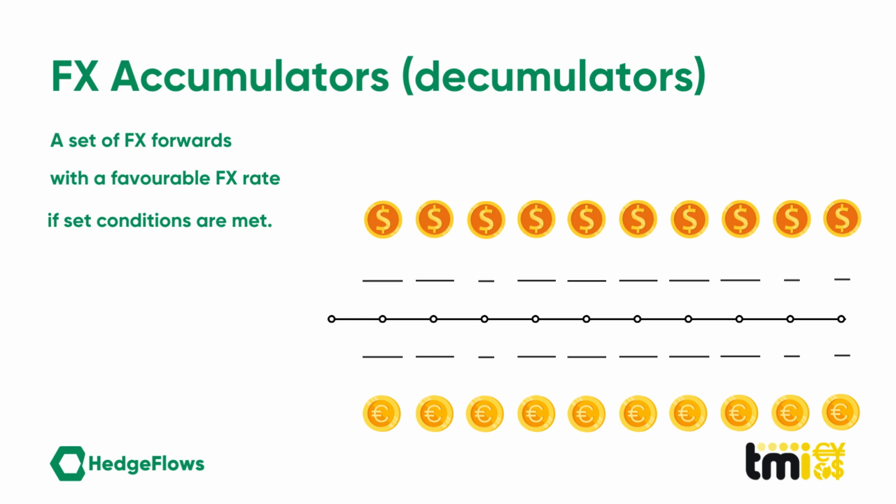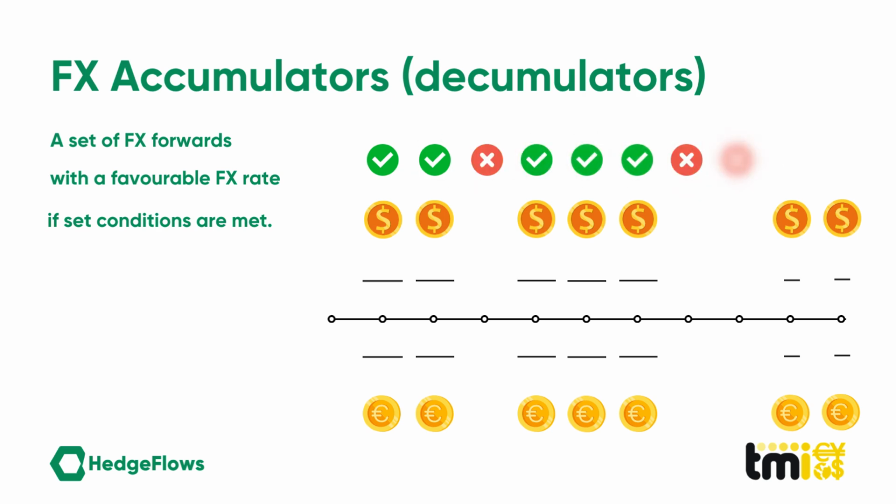An accumulator contract is set up where the buyer commits to buying a fixed amount of a currency at a predetermined strike price over a set period with a set frequency, provided contractual conditions are met. During the accumulation period, the FX spot rate is observed on predetermined dates, such as weekly or monthly. If the spot rate is within a predefined range, the buyer is obligated to buy a predetermined amount of the currency at the strike rate.